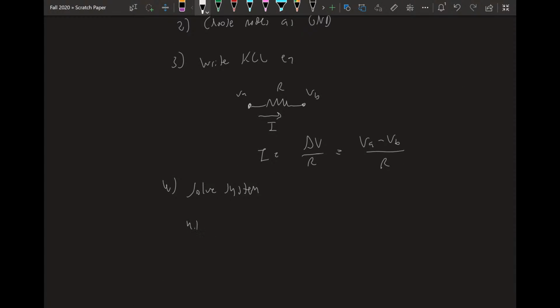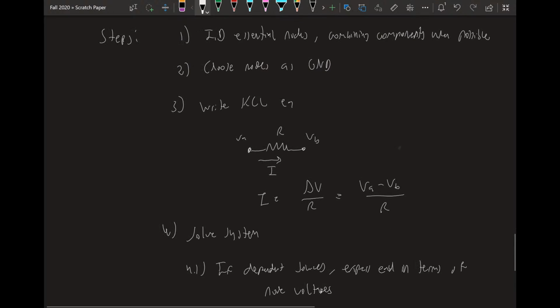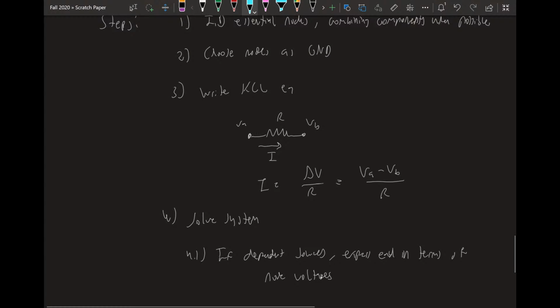As an addendum, 4.1. If you have dependent sources in the network, you want to express each one in terms of node voltages. And once you've done that, you can solve for the node voltages as possible. You'll still have a nice system of equations to solve, right? Also, quick note on these currents. You can define your currents going any way you want. It does not matter, as long as you keep it consistent. So I would recommend drawing your currents in when you actually solve these.